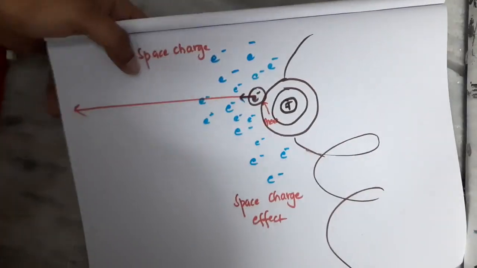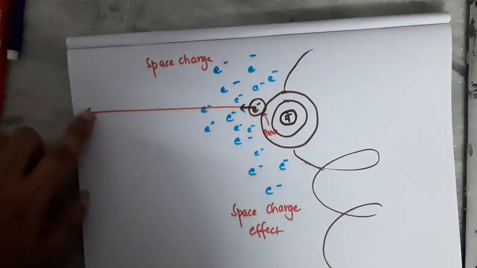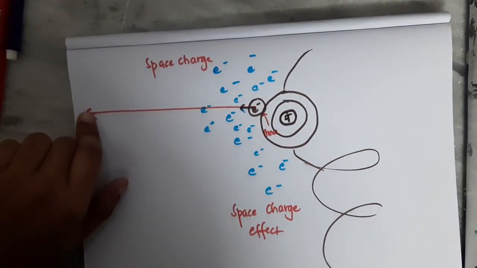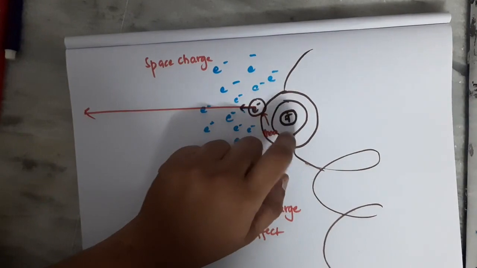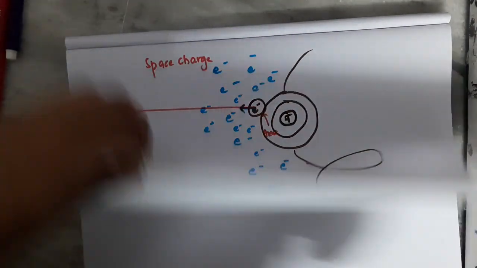Now what happens is, this electron has emitted out of the tungsten atom. Okay, so we will see what happens now.